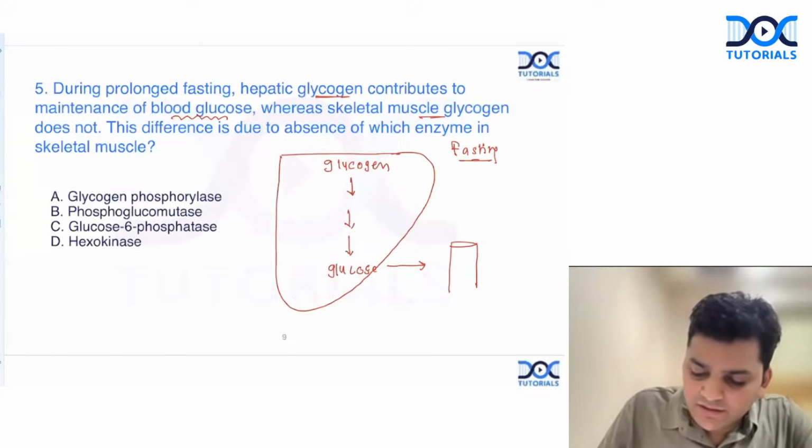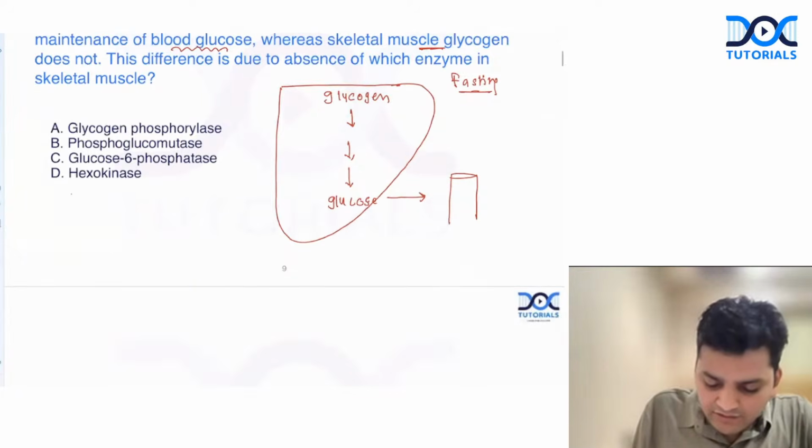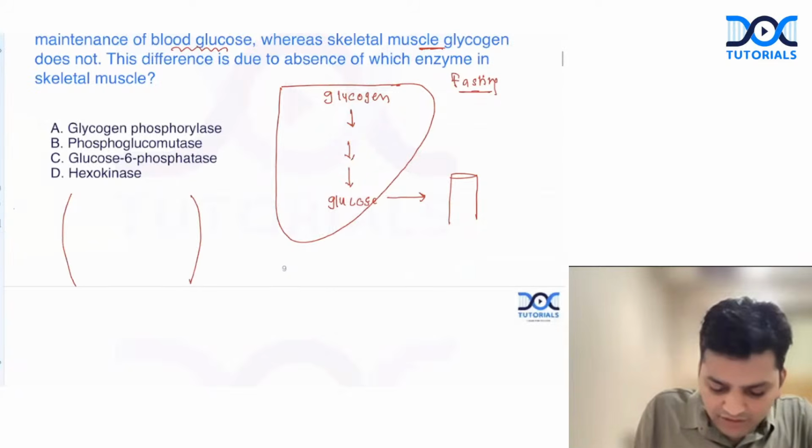Whereas the skeletal muscle glycogen is not able to do that. Actually, what happens is, in the skeletal muscles, when you cut the glycogen, here is the muscle.